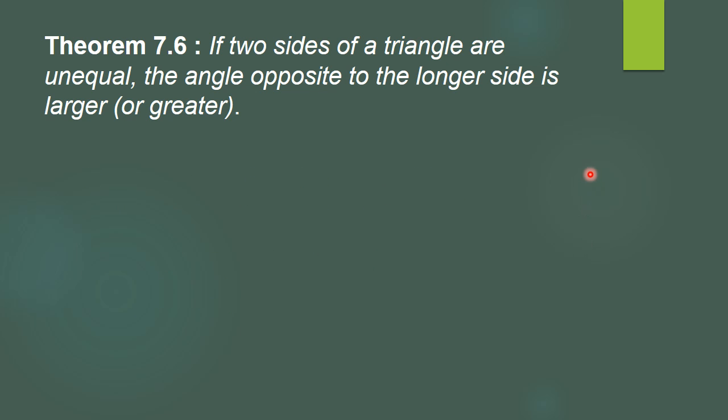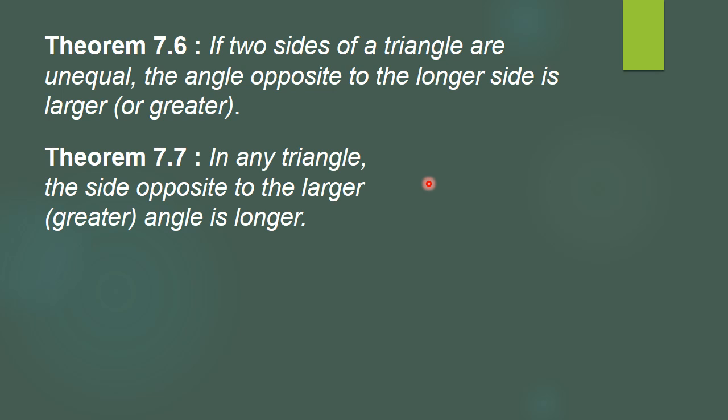The first theorem says, if two sides of a triangle are unequal, it means they have different measures, then the angle opposite to the longer side is larger or greater. Correct? Now, what it means is, whenever the lengths of the three sides are different, the angle measures of the three angles will also be different. The converse statement is, in a triangle, the side opposite to the larger angle is longer.